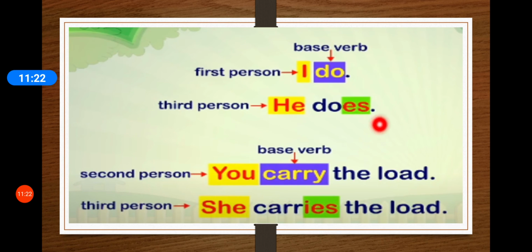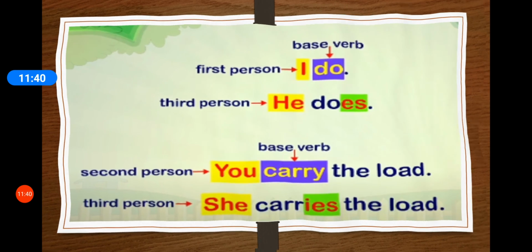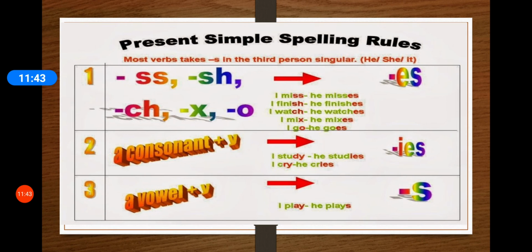Now you might be wondering, somewhere we have added S, somewhere we have added ES, somewhere we have added IES. So how would you come to know and how would you decide which is to be added? Again, children, in grammar nothing comes without a rule. Again, we have rules for that. And what is the rule? Rules for spellings. Most verbs take S in the third person singular. That is with he, she or it.